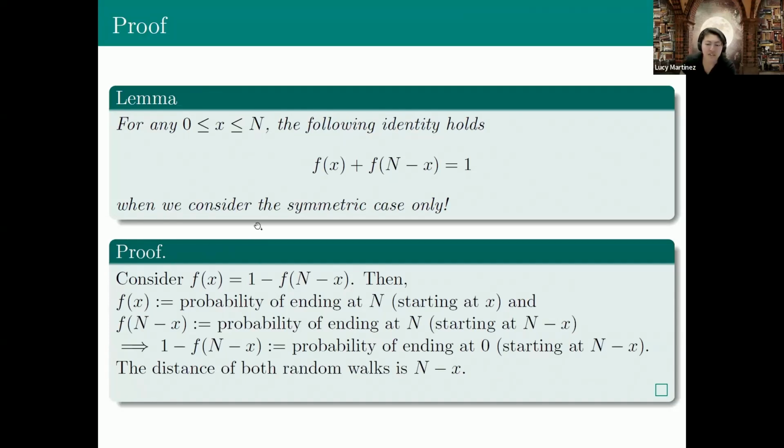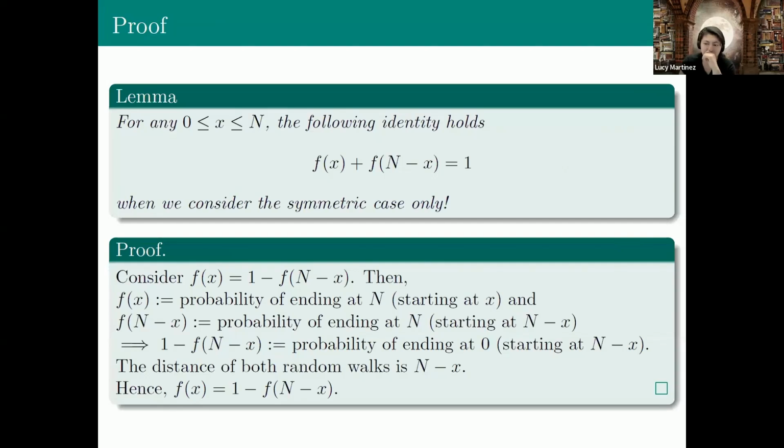Then these quantities, again, we're kind of hand waving this proof because it's just a sketch. This random walk should be equivalent. So this is one way to think about why this identity holds. But again, in the paper, it's proven algebraically.